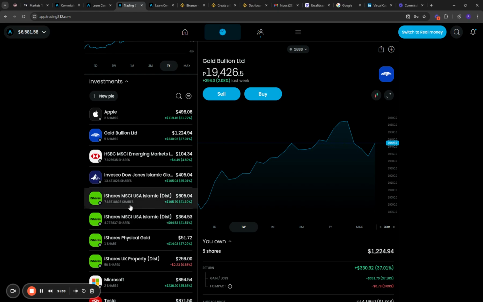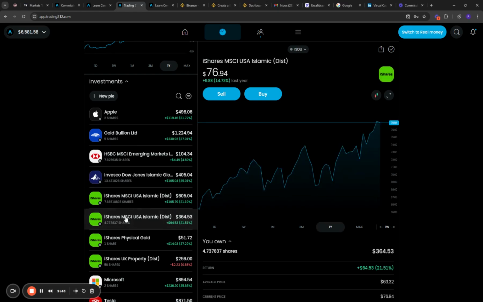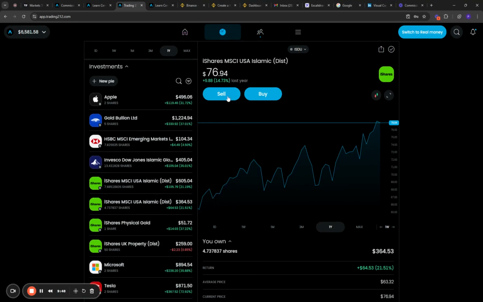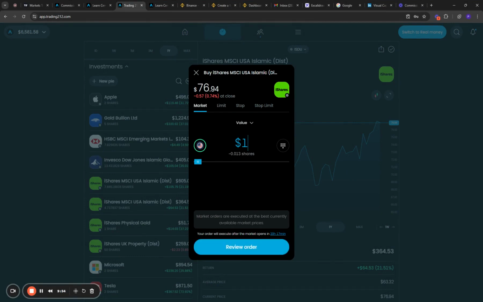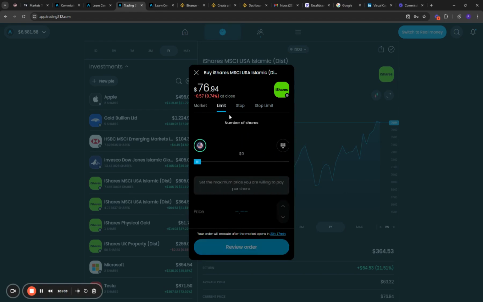What else? I also own some halal ETFs. It's called iShares MSCI Islamic. This also works the same way. If you want to buy with a market order, you have this amount and you buy when the market is open, and you get your shares. And if you want to set a specific amount, let's say 70, it's always better to set a limit than to set market, because you never know if the market is going to increase or decrease by a few dollars or a few cents, but setting a limit will definitely help.